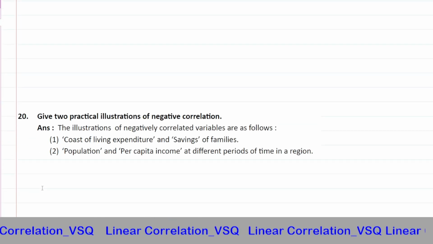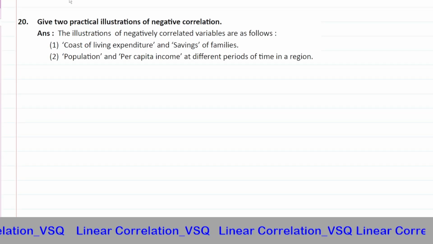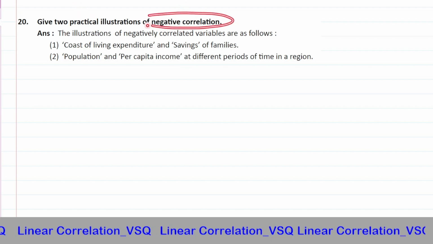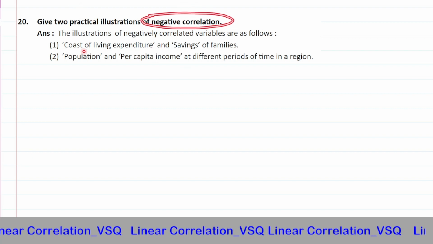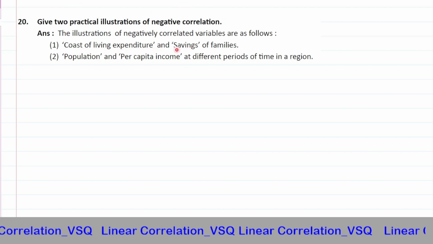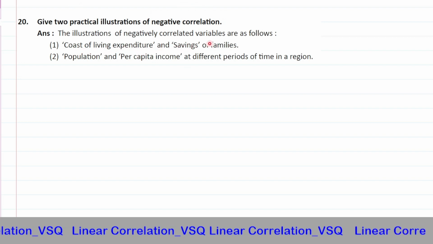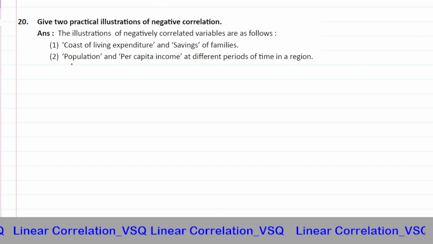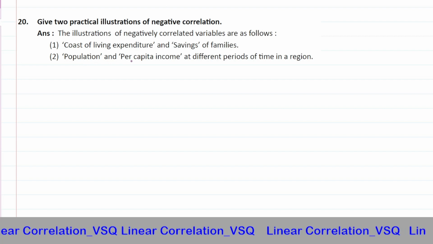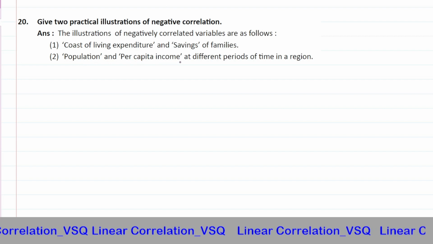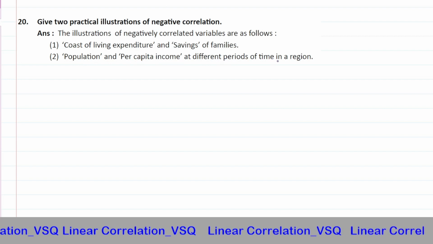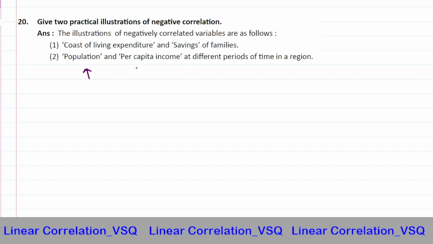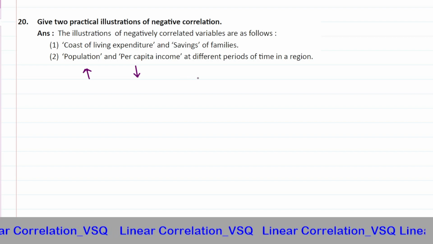Question number 20. Give two practical illustrations of negative correlation. Here two illustrations are given: cost of living expenditure and savings. If cost of living expenditure increases, then saving decreases. And the second one is population and per capita income at different periods of time in a region. If population increases, then per capita income decreases.